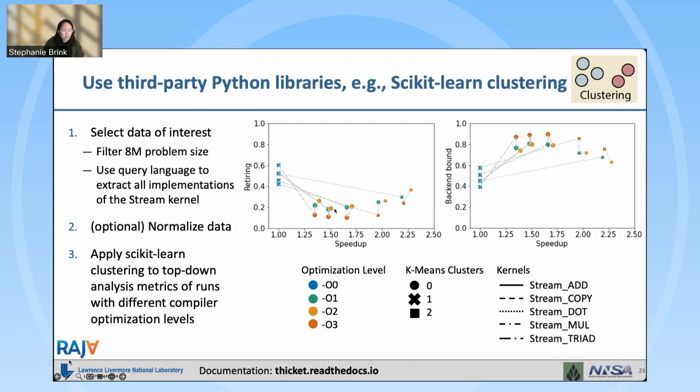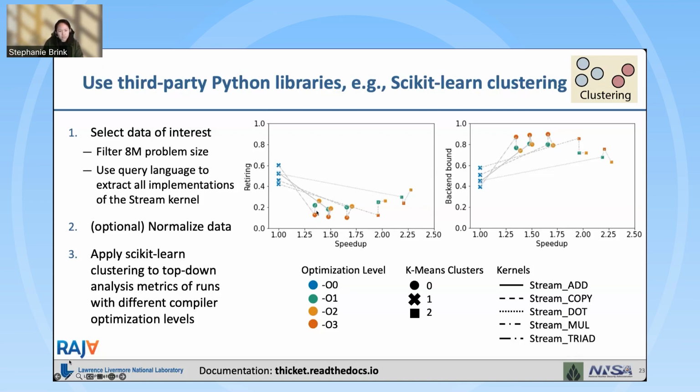And then to our data in Thicket, we applied scikit-learn's clustering to the top-down metrics to compare the performance of our runs, or of our kernels, at different compiler optimization levels. And so if we look at these two, we're only looking at two of the top-down metrics here because the other two weren't quite as interesting. But if we look at these, we could see that we have 3 different clusters that our k-means algorithm identified.